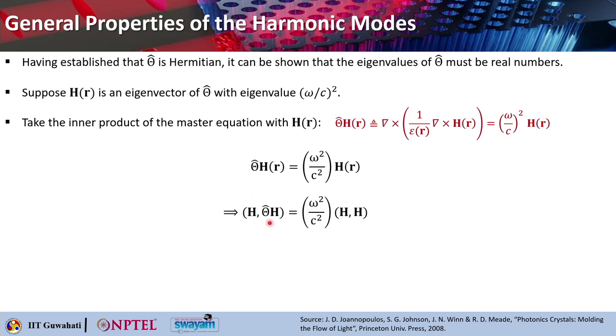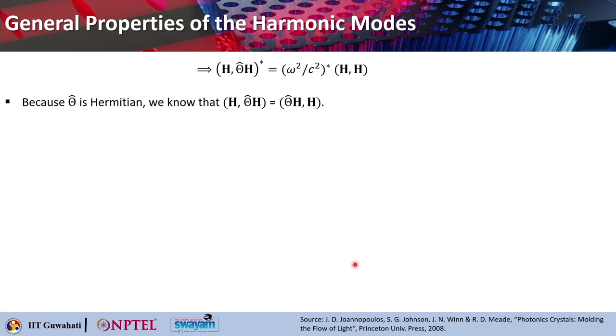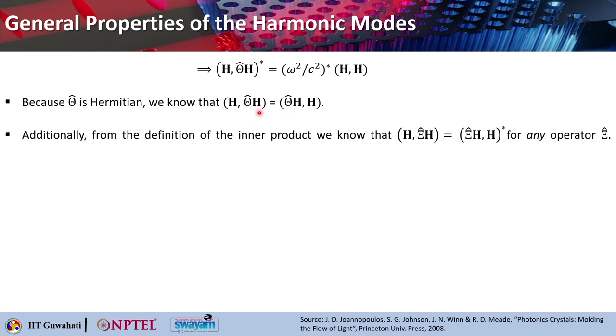Now, if you take the inner product of H and this, what do you get? You will get omega squared by c squared times the inner product of H with itself. If you take the conjugate of this, you will get the conjugate of omega squared by c squared, and then the inner product of H with itself. Because theta cap is a Hermitian operator, this can be written like this. It does not matter where you apply the operator, the inner product remains the same, and here both vector fields are H.